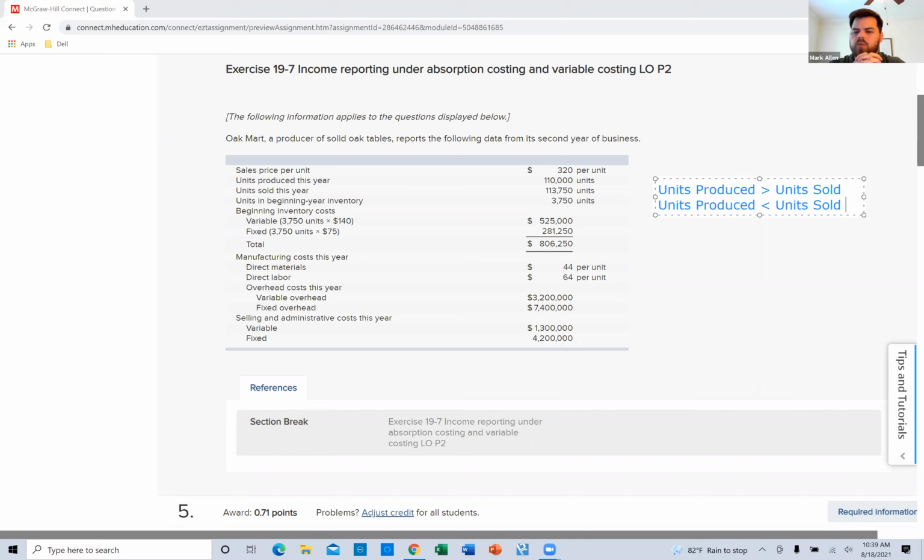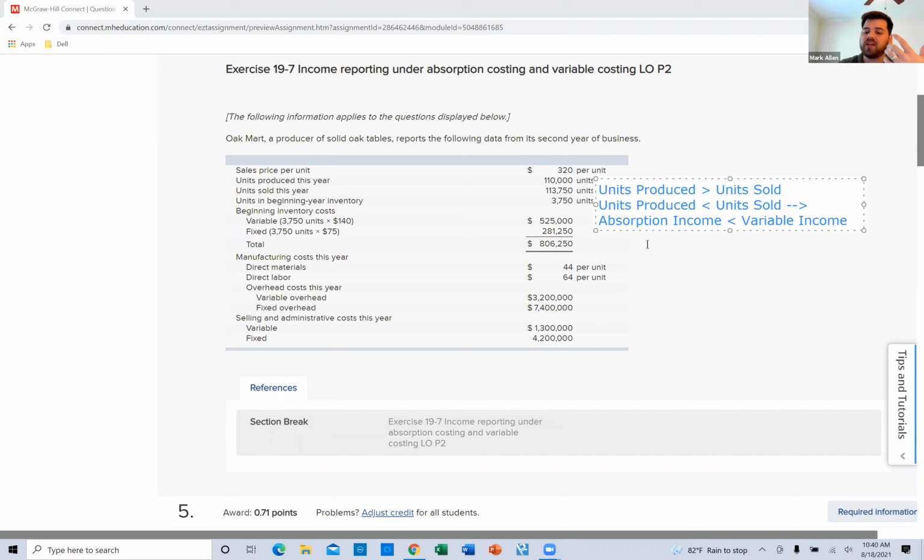So which one is true? Well, I think it's true that units produced is less than units sold. And if units produced is less than units sold, what we saw was that absorption income should be less than variable income. So before I do any numbers, before I enter anything in my absorption costing income statement, in the back of my mind, what I should be thinking is, when I get to the end of absorption costing, that net income number should be less than 7,895,000. Now, could I go ahead and figure out what that number is? Yes, I could jump straight to that. I'll show you that after we get done.